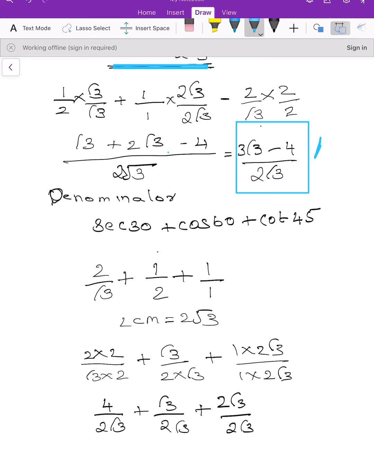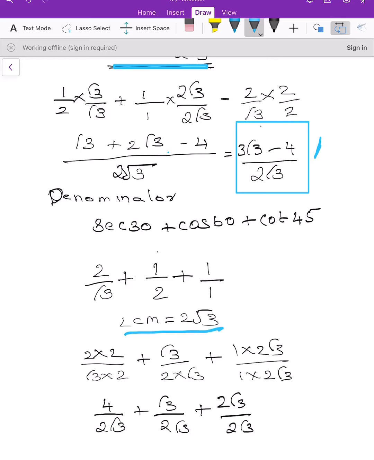The value of sec 30 is 2 by root 3, plus cos 60 is 1 by 2. Cot 45 is 1, so it is written as 1 by 1. Here also the LCM is the same, because only root 3 and 2 are there. So my LCM will be equal to 2 root 3.